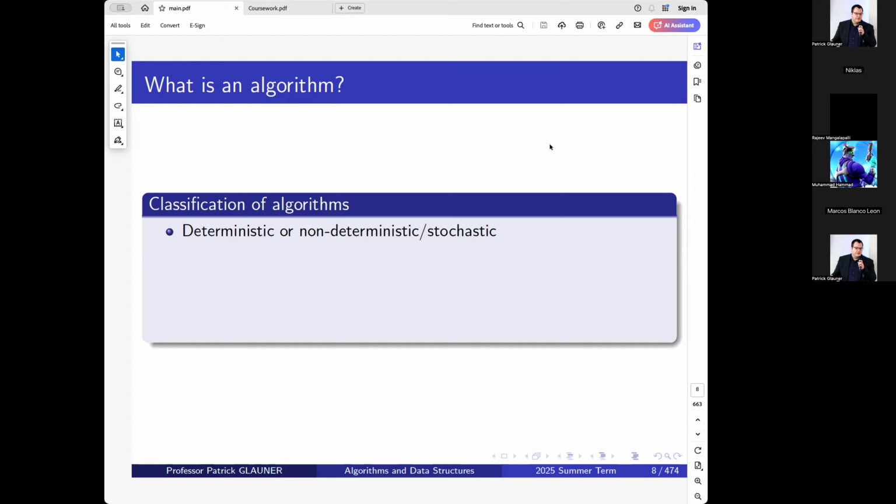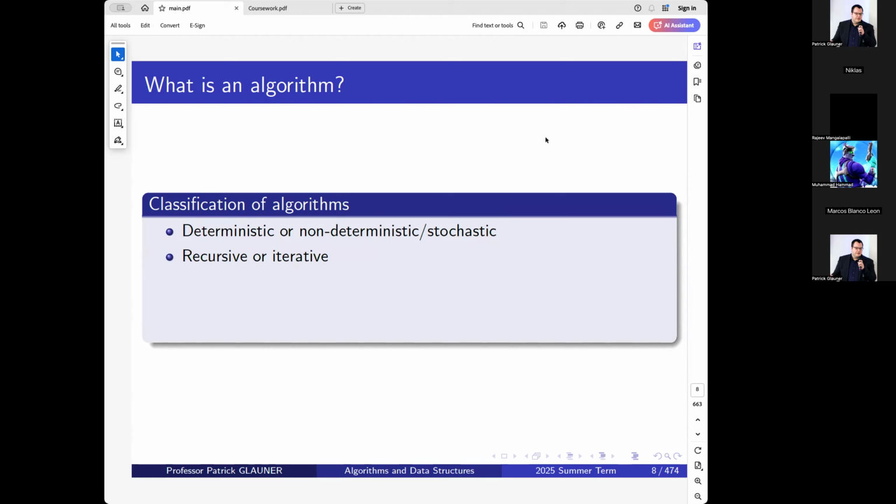There's one person that asked about the simplex method. I'll talk about the simplex method probably later in this course, so I'll skip that question for now. But this course will largely focus on deterministic algorithms. We have some non-deterministic ones, but they will not be the focus of this course.